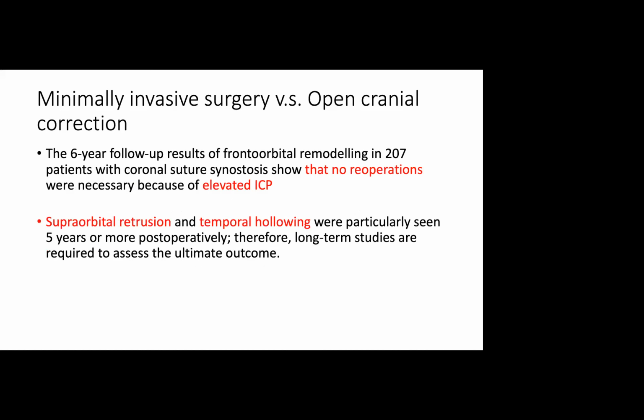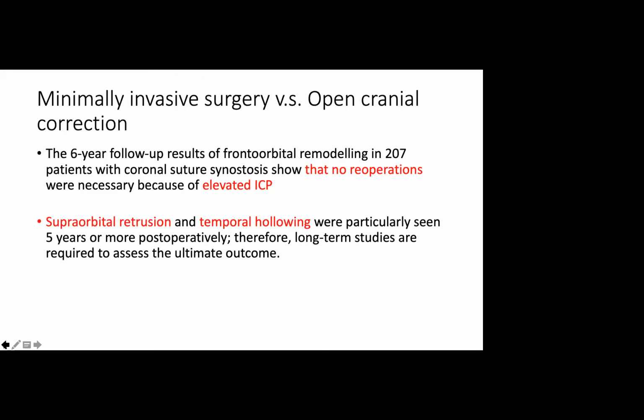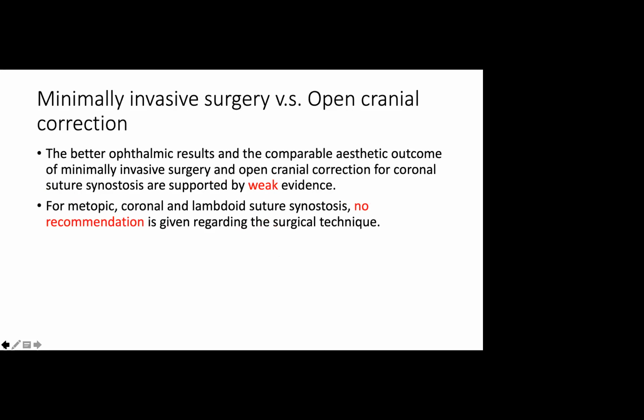A 6-year follow-up result of frontal-orbital remodeling in 207 patients with coronal suture synostosis shows that no operations were necessary because of elevated intracranial pressure. Supraorbital retrusion and temporal hollowing were particularly seen 5 years or more postoperatively. Therefore, long-term studies are required to assess the ultimate outcome. So there are no recommendations given regarding the surgical technique.